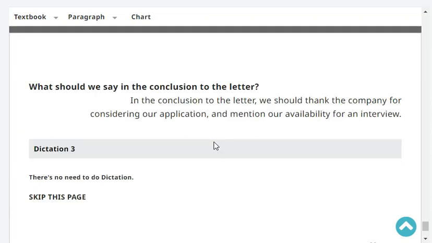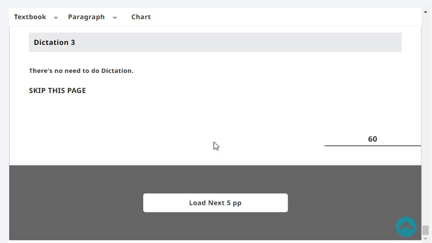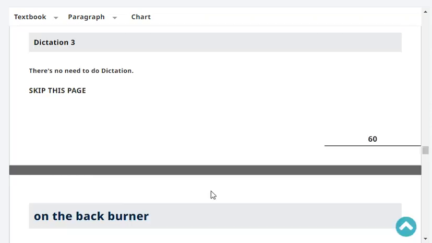What should we say in the conclusion to the letter? In the conclusion to the letter, we should thank the company for considering our application and mention our availability for an interview. Very good.